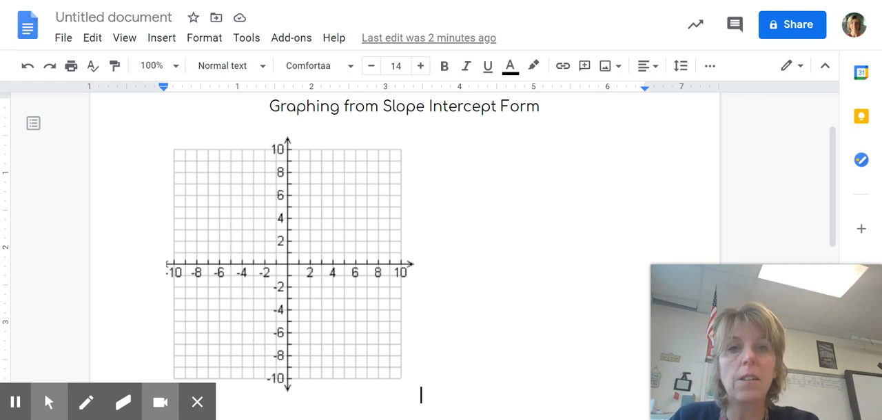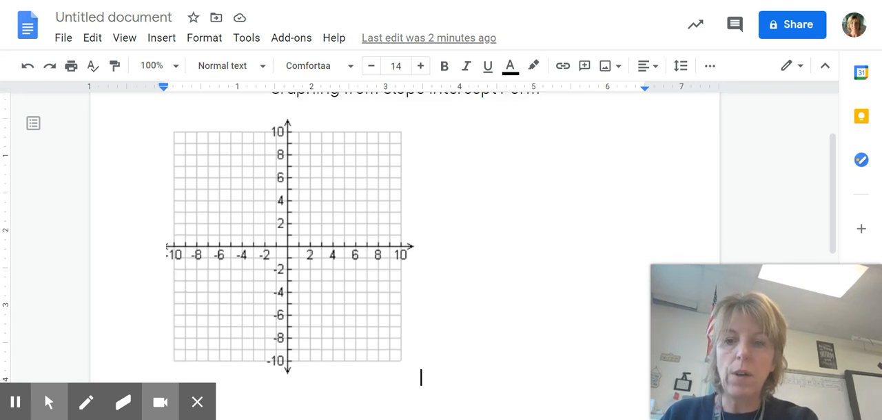Hi there, it's time for our next lesson, which is on graphing from slope intercept form. Just a quick reminder before I dig into that lesson for today of the things that we've already covered in slope so far. Keep reviewing them because they get tangled in your mind really easily. So the first thing that we talked about was how to graph slope from a line.